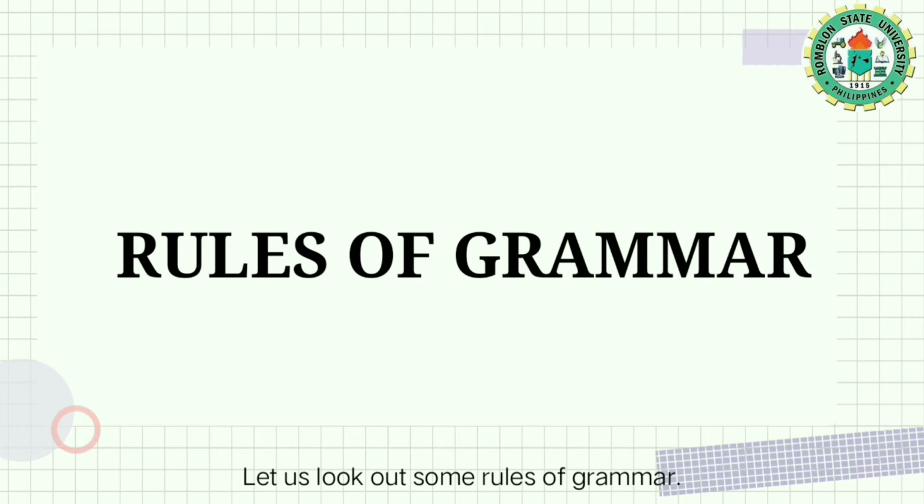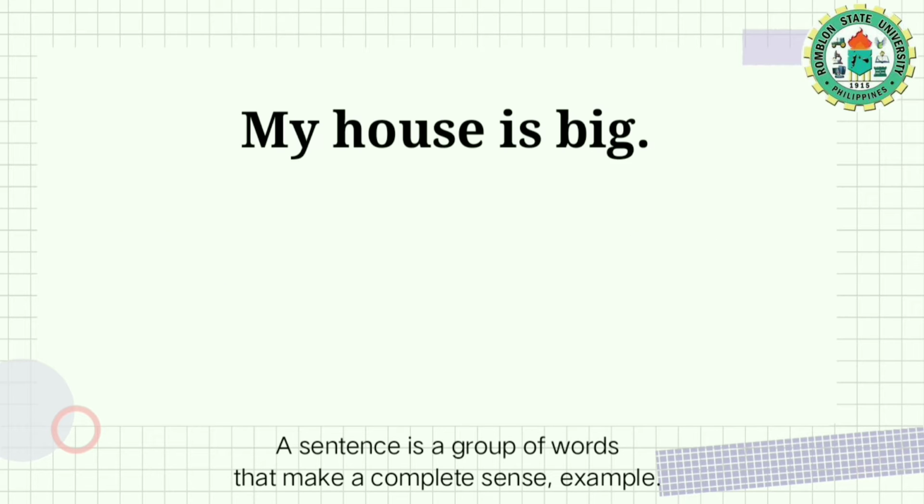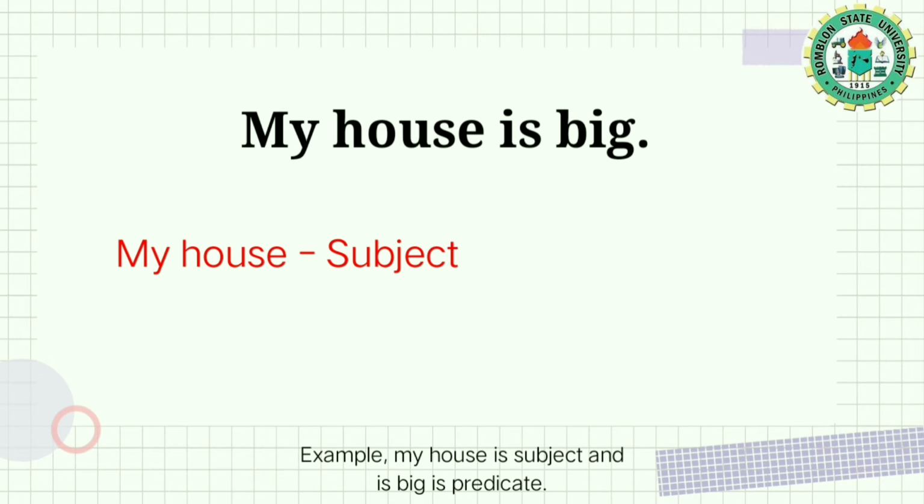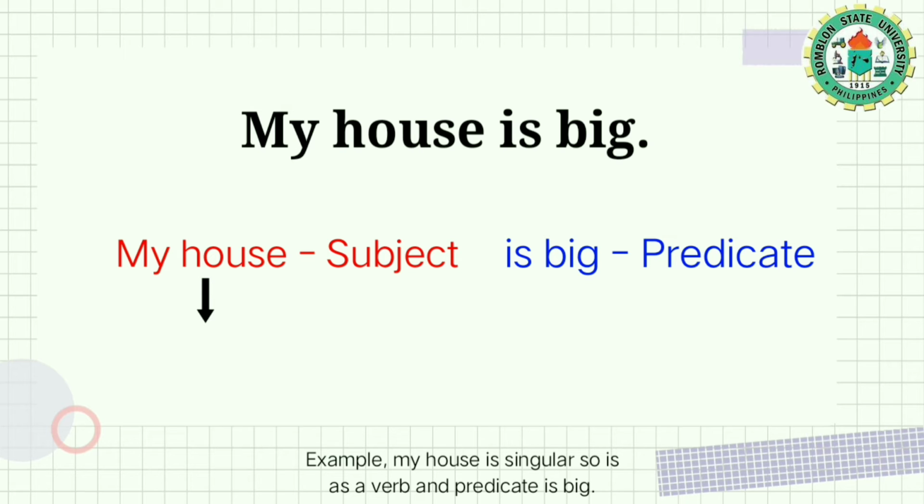Let us look at some rules of grammar. A sentence is a group of words that make complete sense. Example, my house is big. A sentence has a subject and a predicate. Example, my house is subject and is big is predicate. A singular subject needs a singular predicate. Example, my house is singular, so is as a verb and predicate is big.